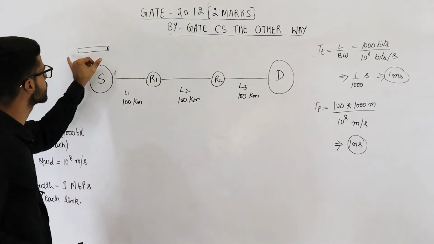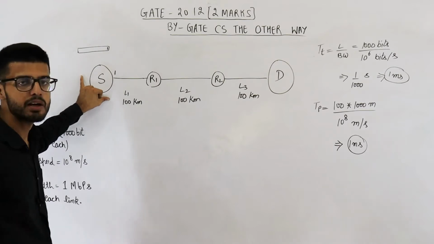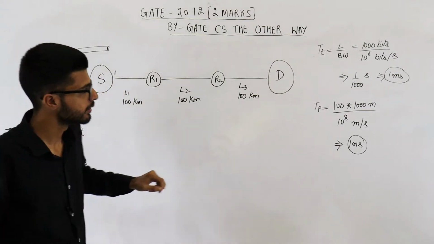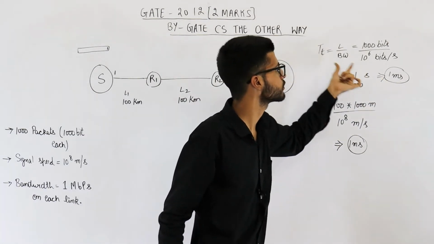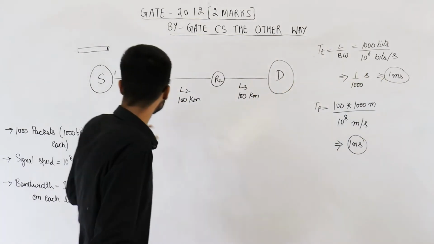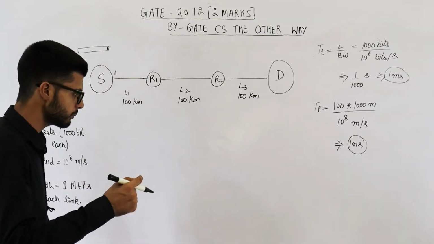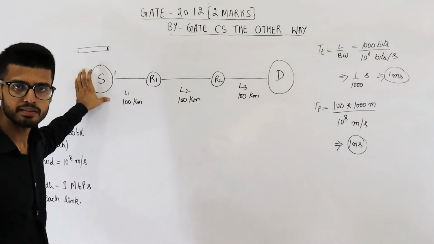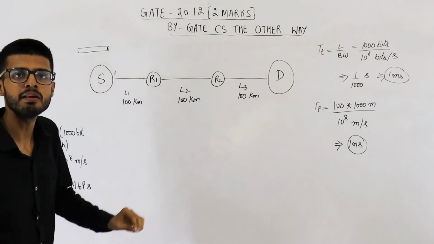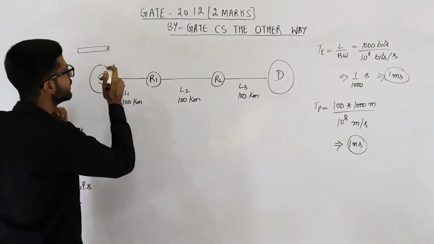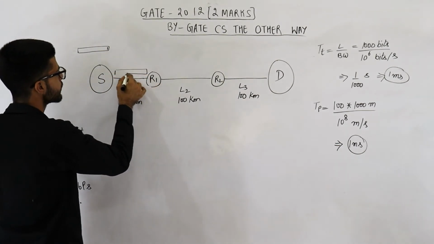Now let us analyze how much time is required by the sender to put this packet onto the channel completely. That is also 1 millisecond because transmission time is 1 millisecond. So to completely transmit this packet, the sender needs 1 millisecond. That means starting from time t is equal to 0, at time t is equal to 1, this packet will completely occupy this channel like this.